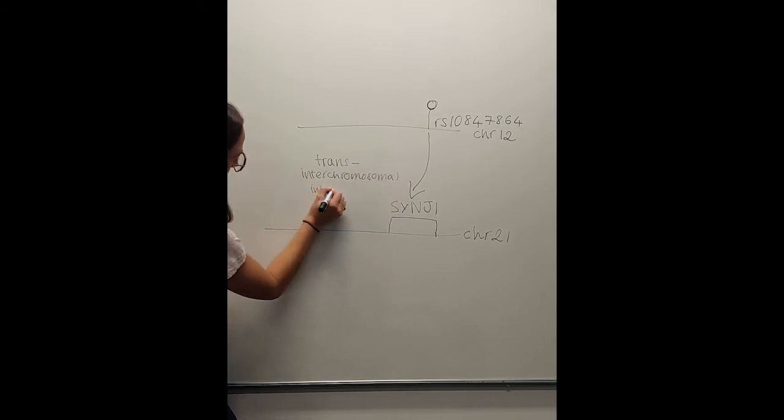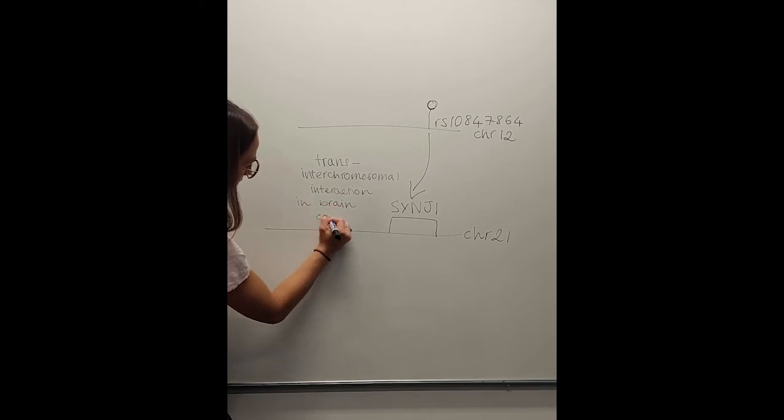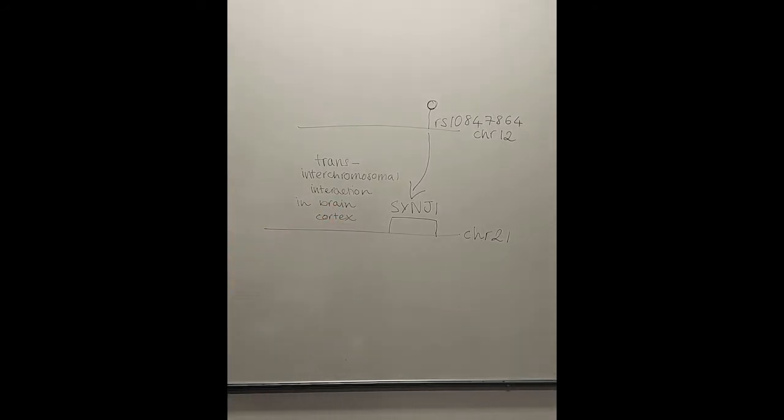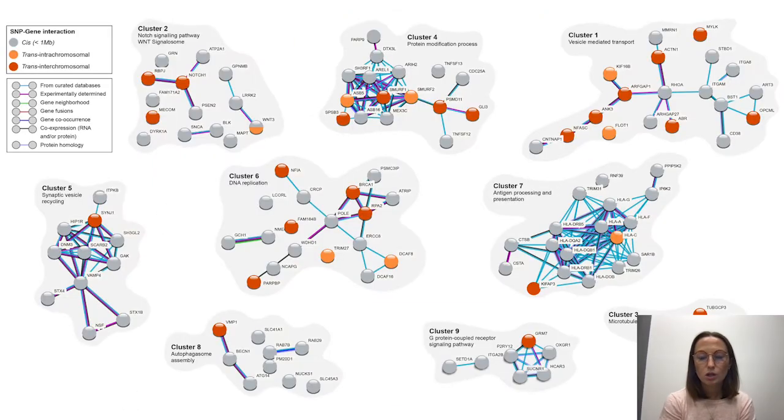We then asked whether these SNPs are likely acting as part of a network, and to answer this we used the Louvain clustering algorithm to investigate the 518 genes regulated by the 90 SNPs. Using this approach, we identified 9 different clusters which were enriched for different biological pathways, such as cluster 5, which is synaptic vesicle recycling, and cluster 8, which is autophagosome assembly. We argue that these different clusters may be a potential method for stratifying patients, with different pathways contributing to disease development, depending on which SNPs are present within the individual.